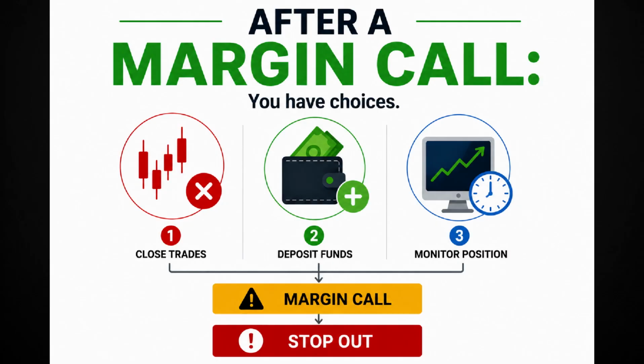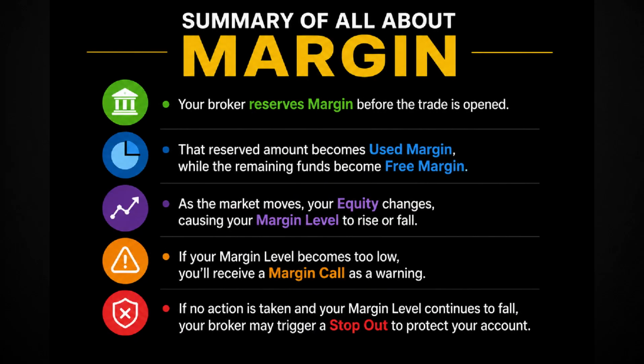And that's the complete margin process. Your broker reserves margin before the trade is opened. That reserved amount becomes used margin, while the remaining funds become free margin. As the market moves, your equity changes, causing your margin level to rise or fall. If your margin level becomes too low, you'll receive a margin call as a warning. If no action is taken and your margin level continues to fall, your broker may trigger a stop out to protect your account. Once you understand how these concepts work together, your trading platform becomes much easier to understand.